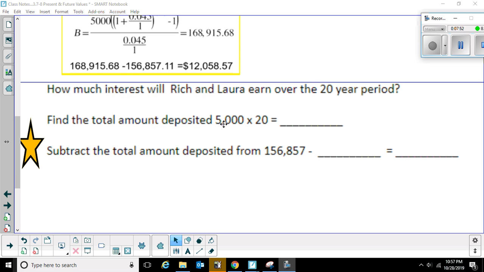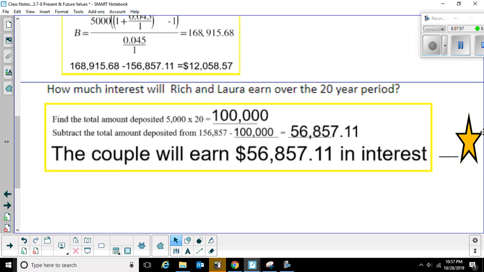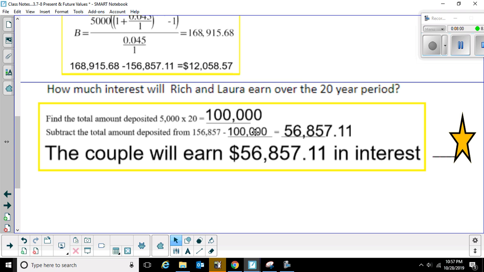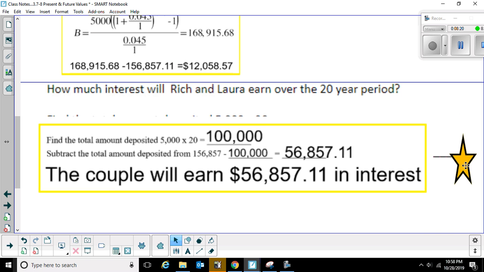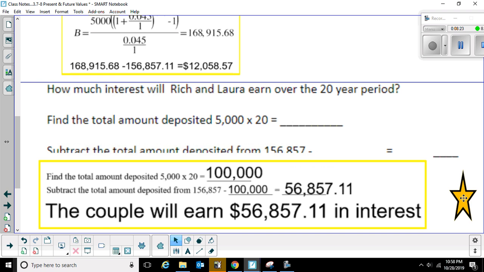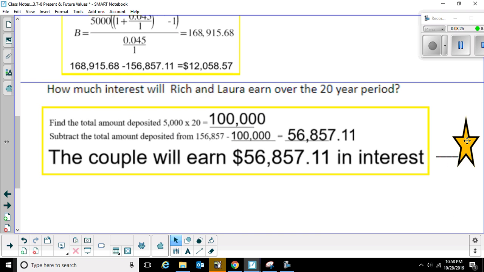So I have a total of 1, 2, 3, 4, 5 zeros. That put me at $100,000. So if I take $100,000 and subtract that from my $156,000, that means my difference, the couple will earn $56,857.11 in interest. And that was the key of the question. They wanted to find out how much interest was earned. Okay, let's consider our next problem.